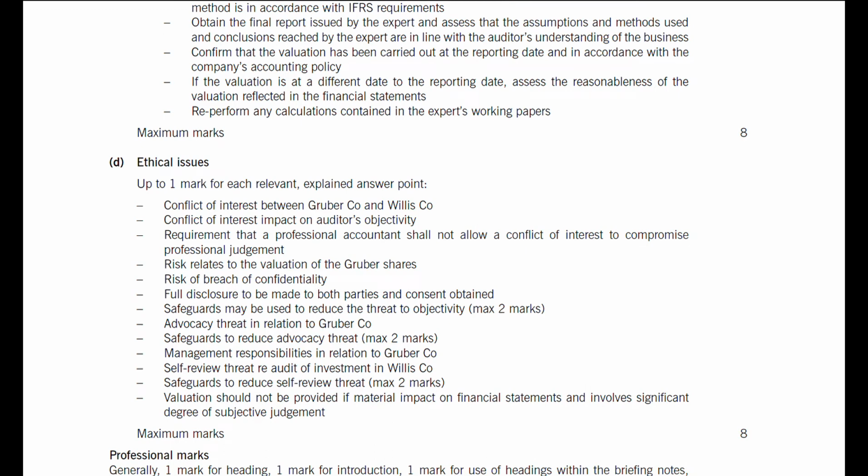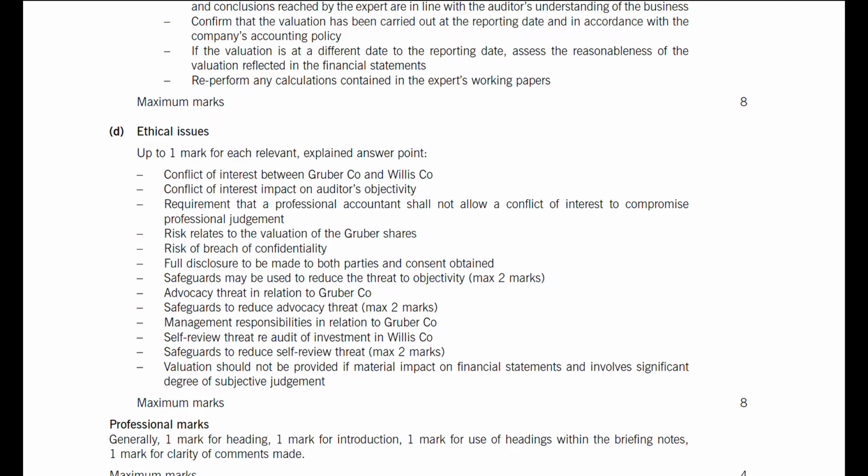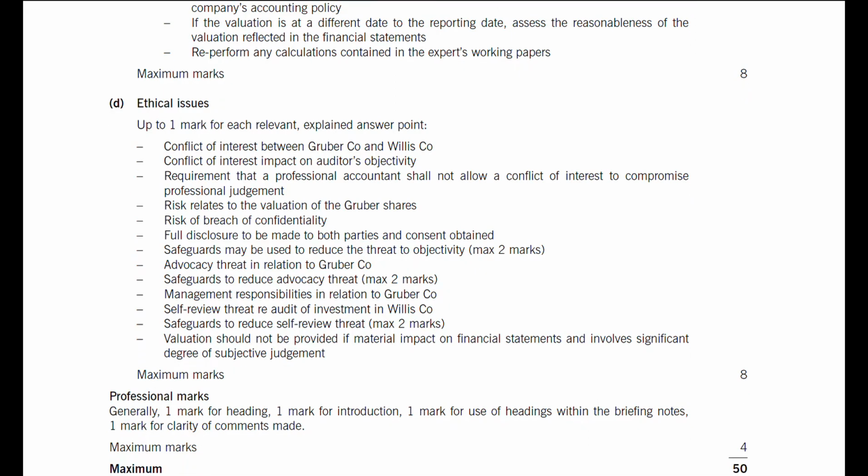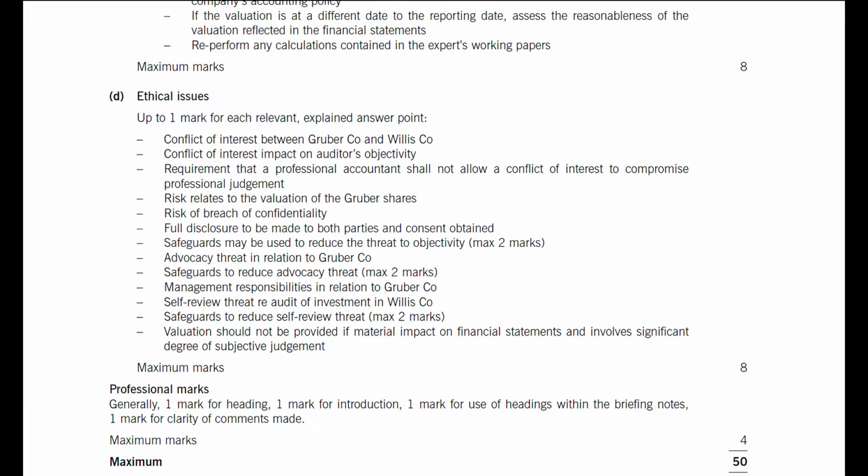Party ethical issue. One mark for each relevant explained answer point. Conflict of interest between Rupert Co. and Willis Co. Conflict of interest impact on auditors' objectivity. Requirement that the professional accountant shall not allow a conflict of interest to compromise professional judgment.